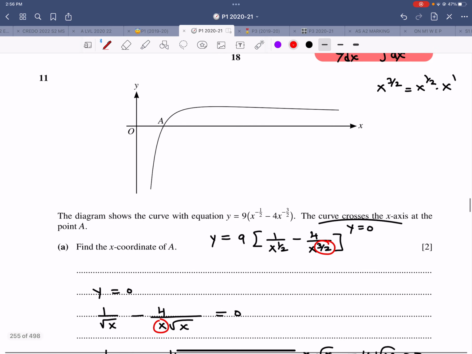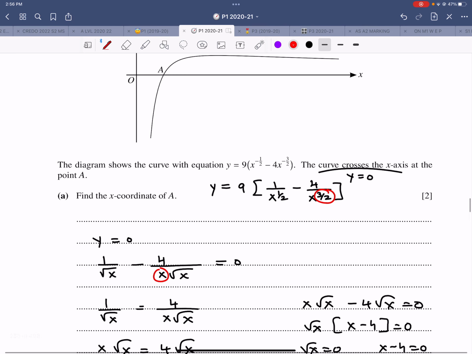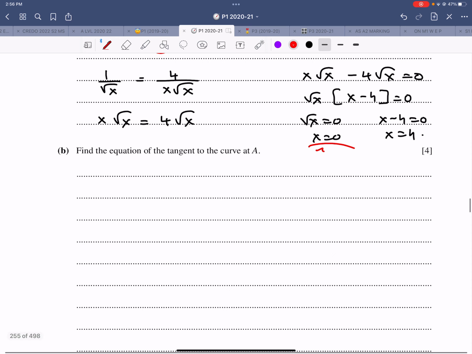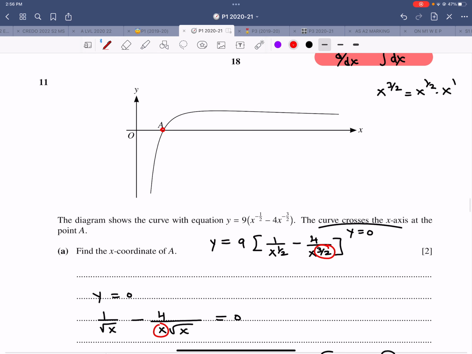Now, this is not shown in the graph. But what it means is that the graph would be cutting the origin somewhere. Maybe for some reason. We don't know. But we are rejecting this. We are accepting this. So x equals 4. Therefore, the coordinate of A is 4, C.